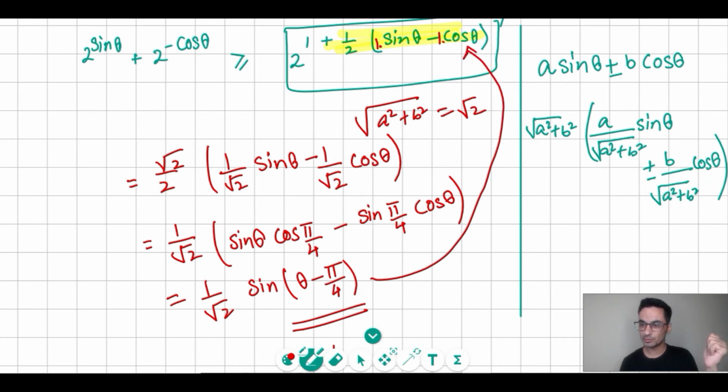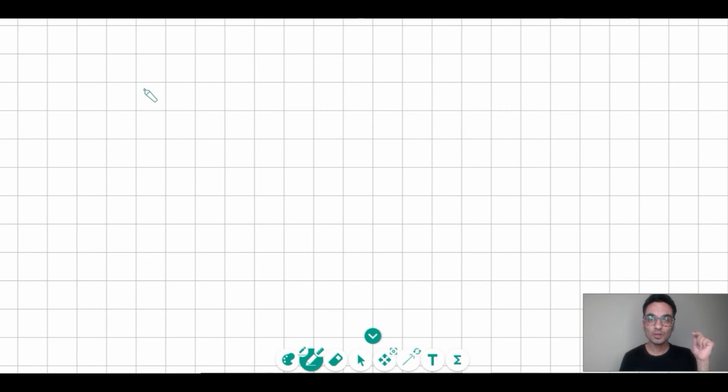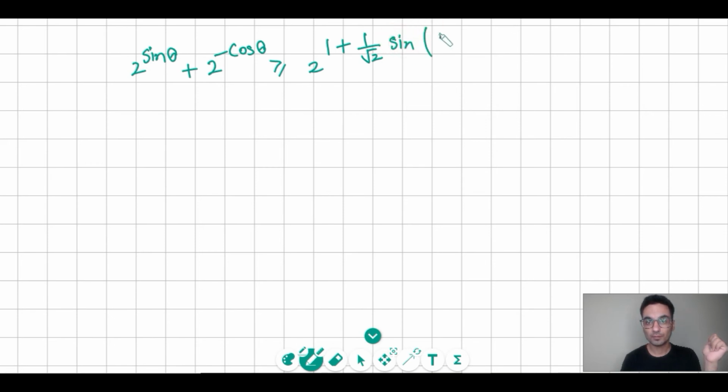Okay, let's go to the next page. So the right hand side of the inequality, 2 raised to the power sine theta plus 2 raised to the power negative cos theta, now becomes 2 raised to the power 1 plus 1 over square root 2 times sine theta minus pi over 4. So that's the expression that we got.